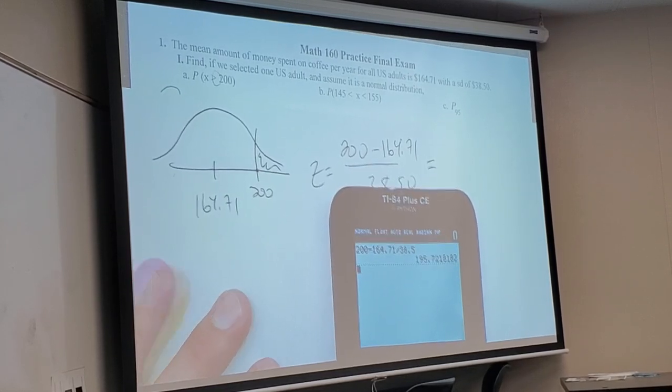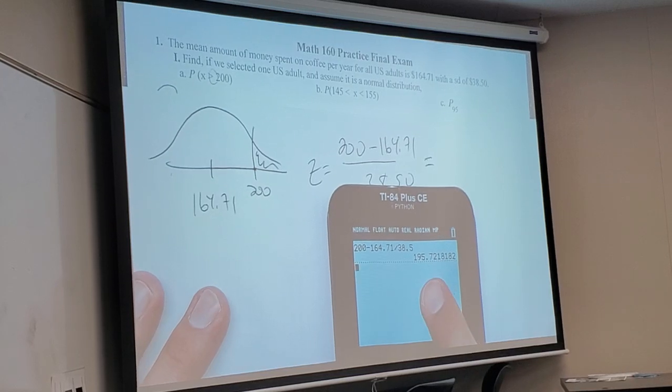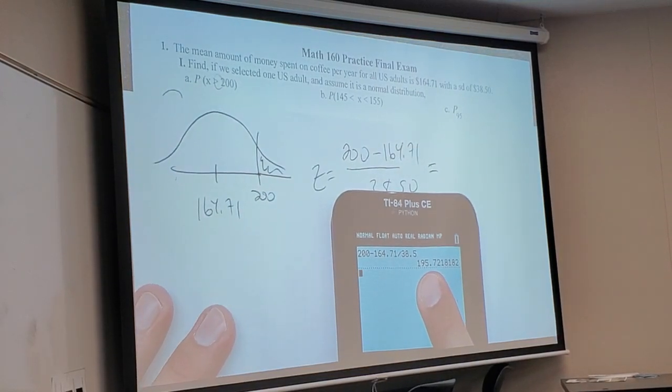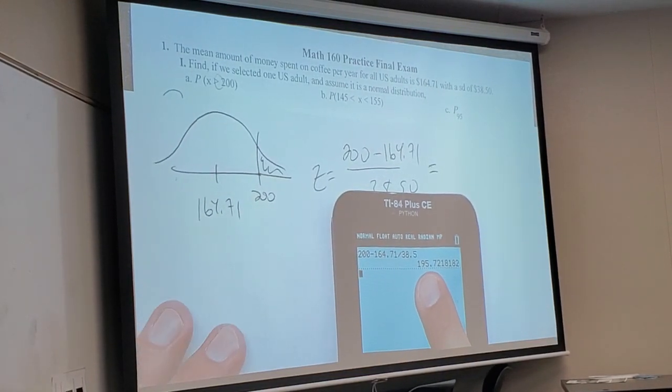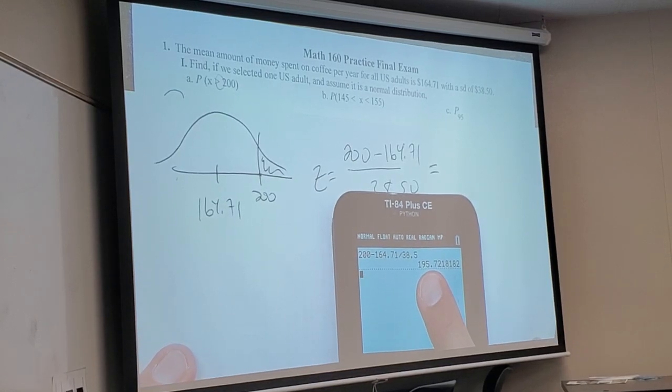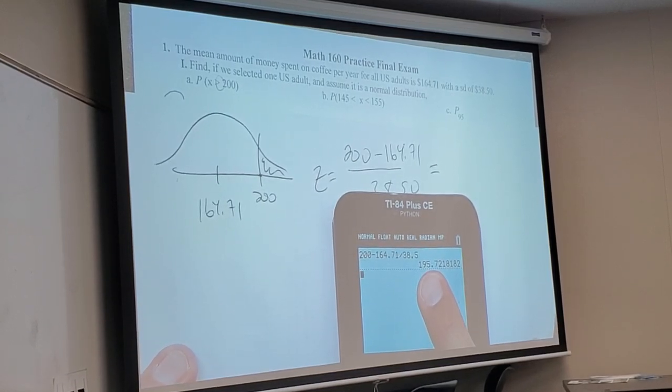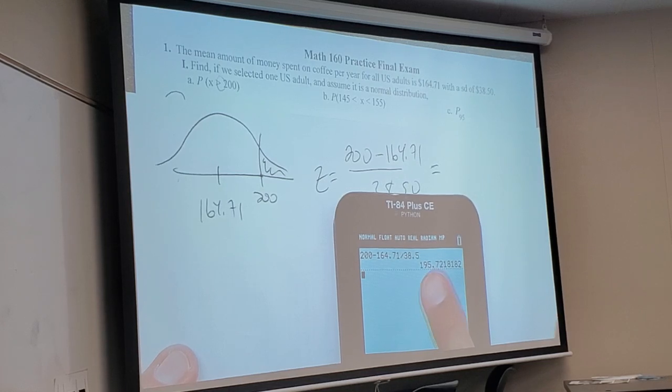I made one mistake. Look at that z-score. If you got a z-score like that, what's your reaction? If that was the z-score, what's your reaction? It's wrong. Yeah, it's almost definitely wrong. What does that mean?